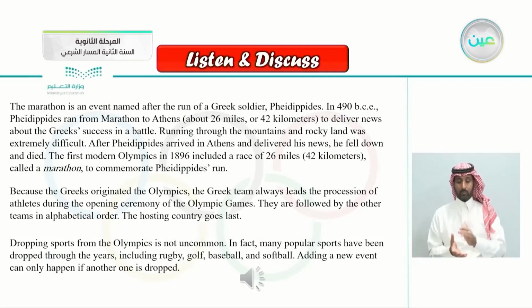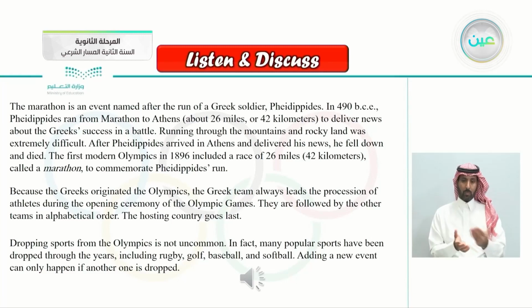Let's continue here. The marathon is an event named after the run of a Greek soldier, Phidippides. In 490 BCE, Phidippides ran from Marathon to Athens, about 26 miles, or 42 kilometers, to deliver news about the Greeks' success in a battle. Running through the mountains and rocky land was extremely difficult. After Phidippides arrived in Athens and delivered his news, he fell down and died. The first modern Olympics in 1896 included a race of 26 miles, 42 kilometers, called a marathon, to commemorate Phidippides' run.